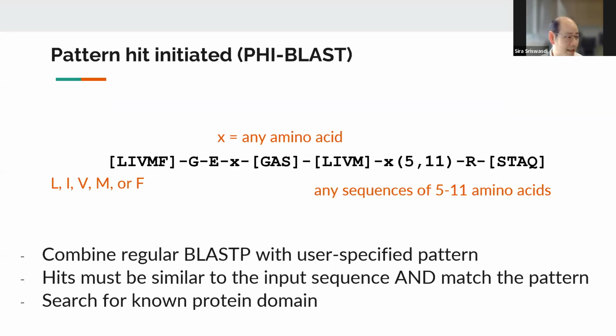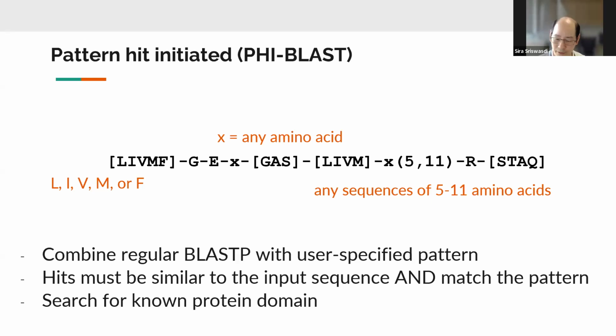So for pattern hit initiated BLAST or PHI-BLAST, this means that you know the pattern and you can specify the pattern like this. So you know that the first residue must be LIVMF, like you might know that this is important for binding or for certain activity. You know this must be followed by a G and E. It can be then followed by any amino acid. X is anything. And then G, A or S, and then another L, I, V or M, and then any amino acid, but the length has to be between 5 and 11. So we can specify very complex patterns in your search.